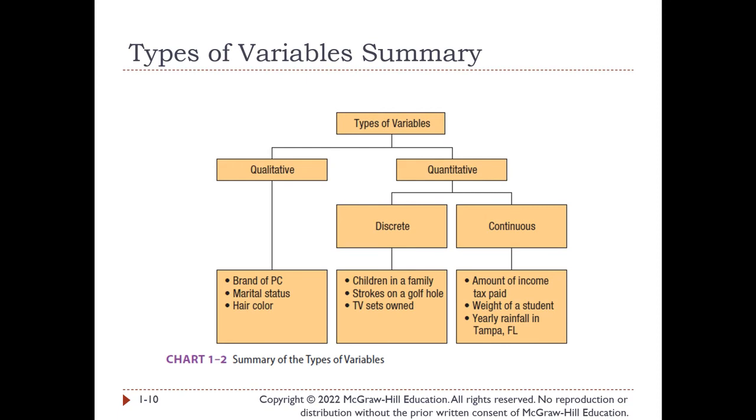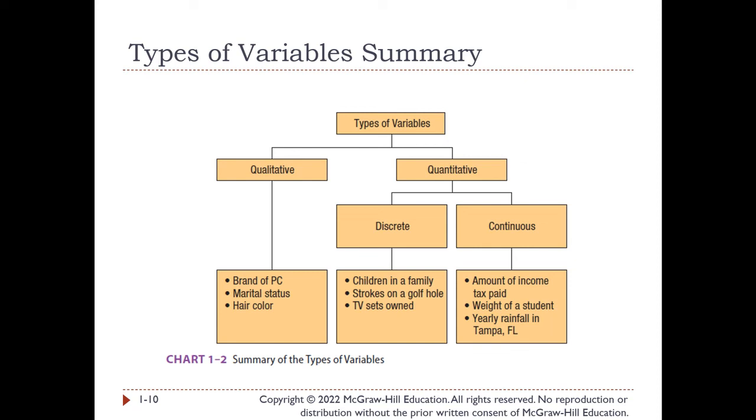So this is going to lead us with this types of variable summary. Nice little graphic that we actually do have. So we're going to start with types of variables. Again, qualitative, quantitative. Qualitative, right down straight to the bottom with basically, again, words that we can have to convert into numbers. So brand of PCs, marital status, hair color, more examples that we can always have.